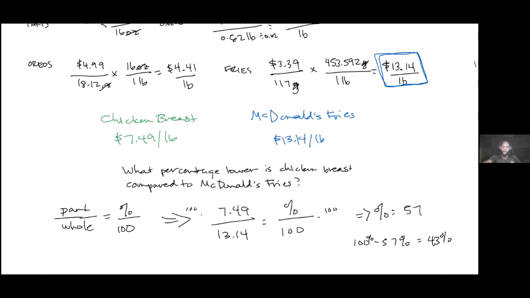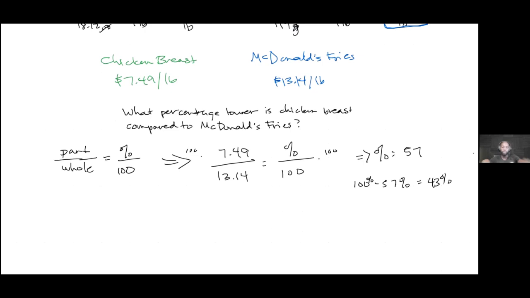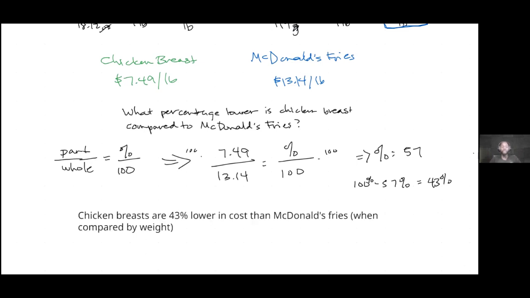Okay. So basically what we found out is this. And let me make this a little larger. So chicken breasts are 43% lower in cost than McDonald's fries when compared by weight. Okay. So again, 749, the cost of chicken breast, is 57% of 1314. Okay. So that means that because that's the percentage of the cost of McDonald's fries per pound, then to find how much lower that is, you have to subtract that percentage from 100 to get this here.